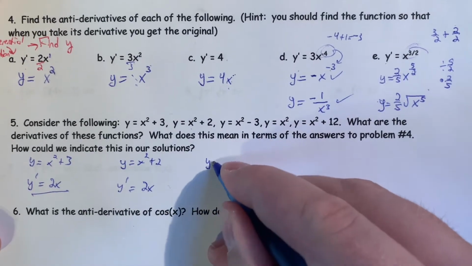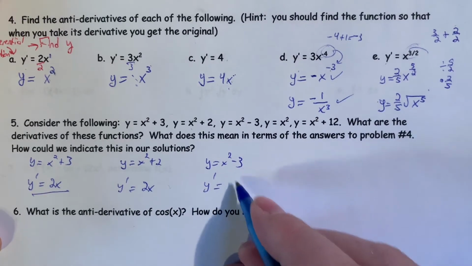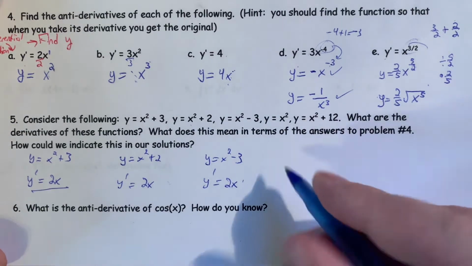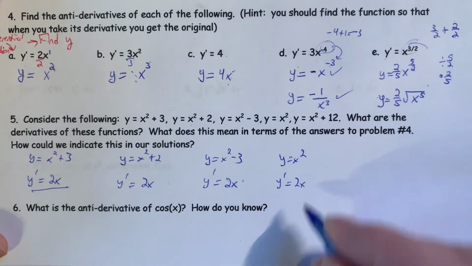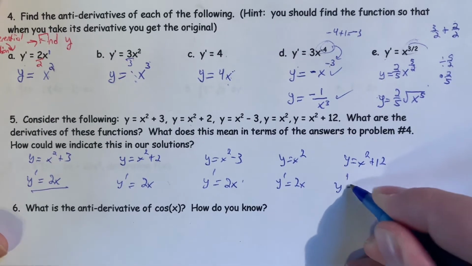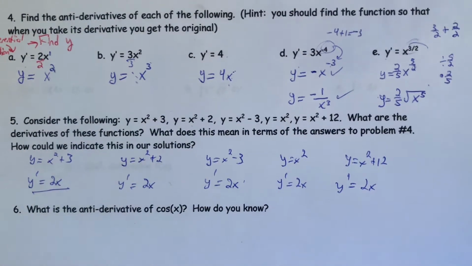For y equals x squared minus 3, the derivative is, hopefully you got 2x. Again, the derivative of a constant is 0. How about y equals x squared? The derivative is 2x, and y equals x squared plus 12. The derivative is 2x.